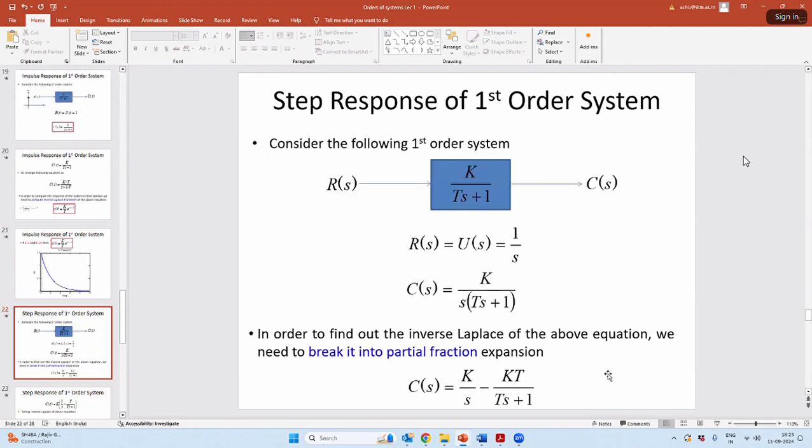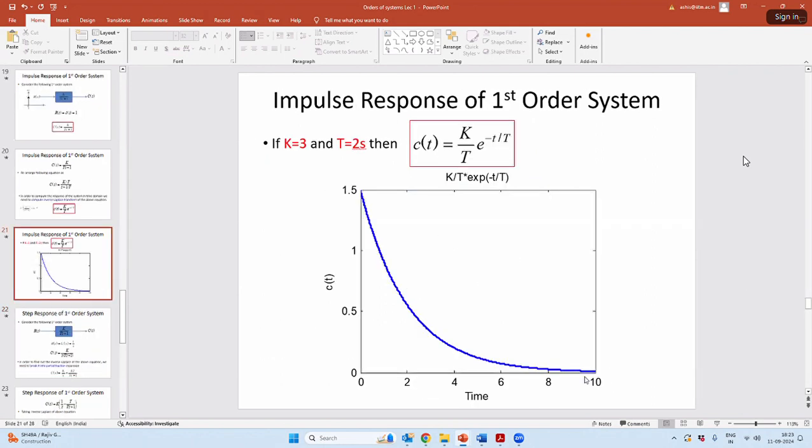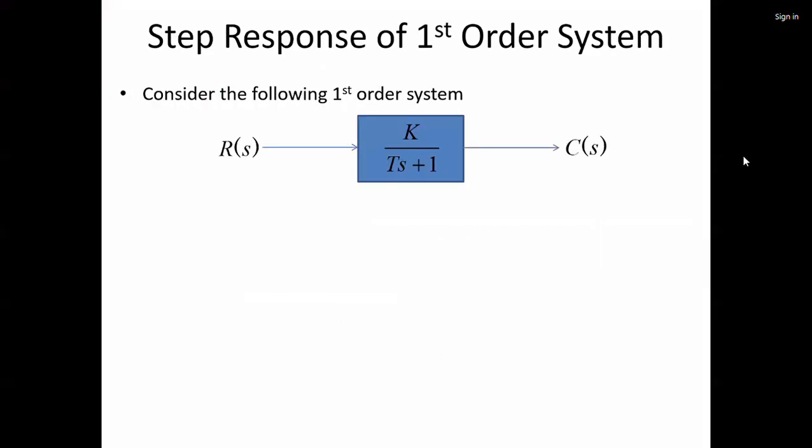Now, this was about if you give an impulse signal. Okay. What if you give a step signal? So if you have a step signal, this is the typical first order system. You have the input, you have the system factor, and then you have the output.